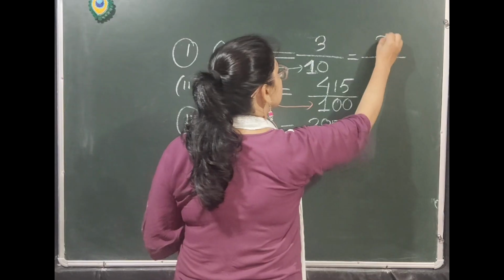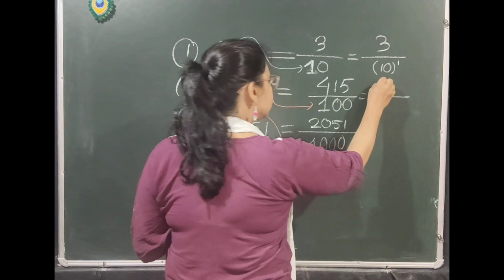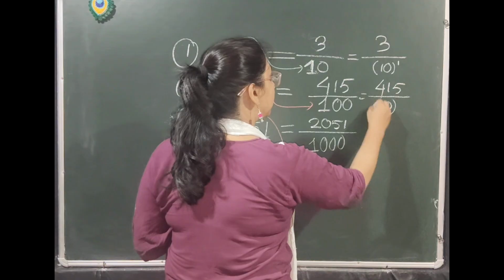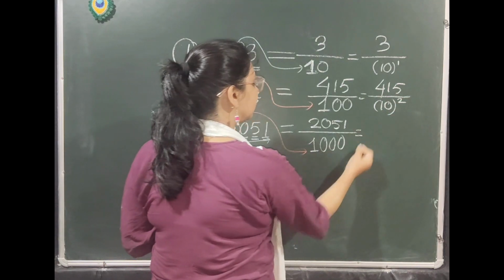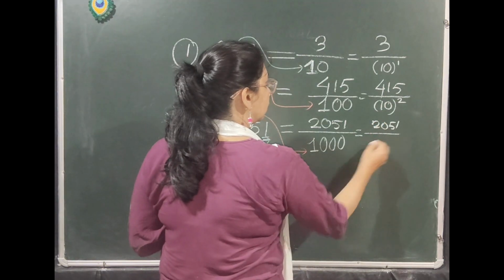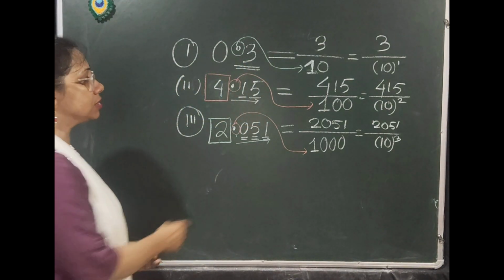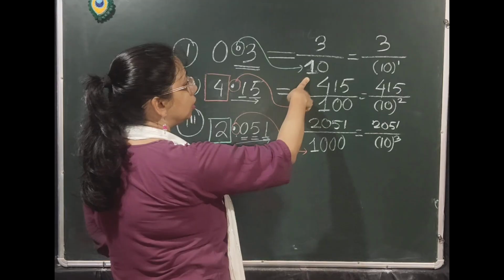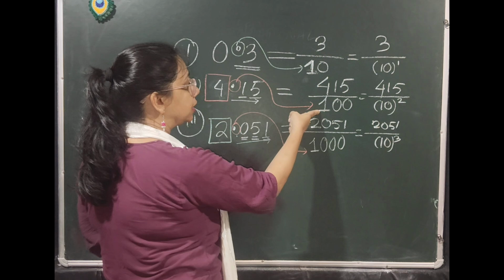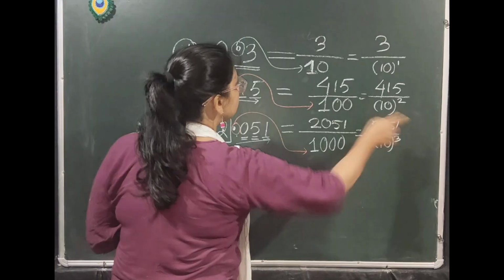Can we write this one as 3 by 10 to the power 1, this fraction as 415 by 10 to the power 2, and in this case 2051 by 10 to the power 3? Yes, we can write, because this is 10 one time, so it is only 10. 10 into 10 twice is 10 square. If we multiply 10 three times, so thrice, it becomes 10 cube.